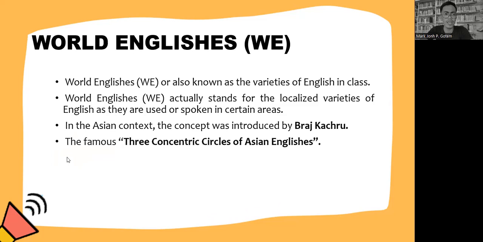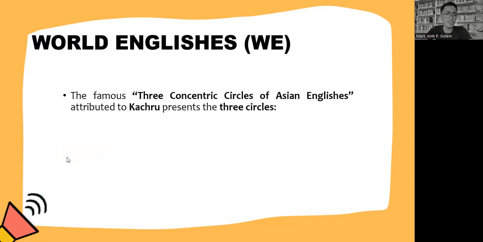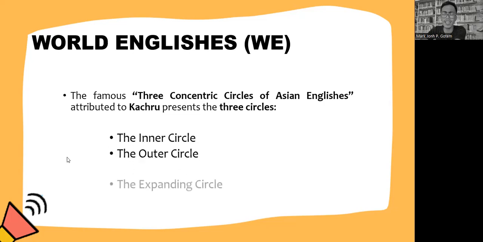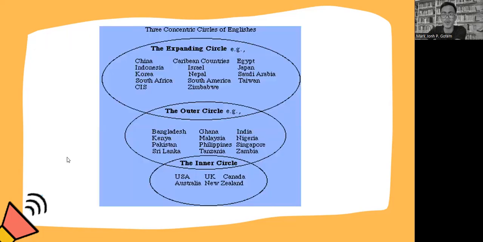And the famous three concentric circles of Asian Englishes. So ato na siyang ma-discuss today, ang concentric circles of Asian Englishes or kaning World Englishes. The famous three concentric circles attributed by Kachru present three circles: first, the inner circle, then the outer circle, and the expanding circle.